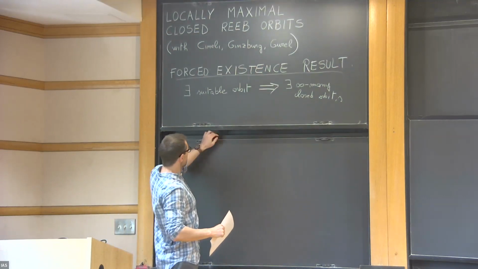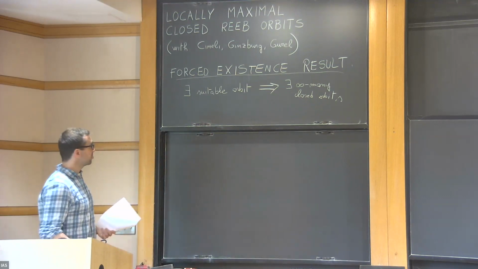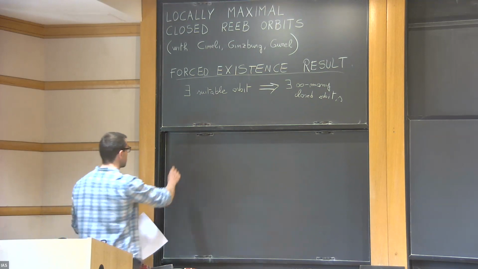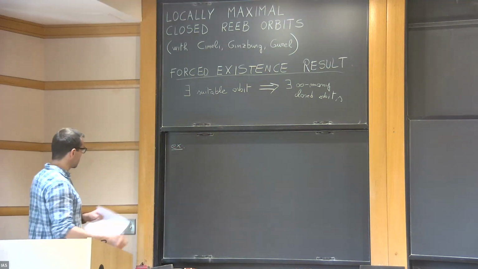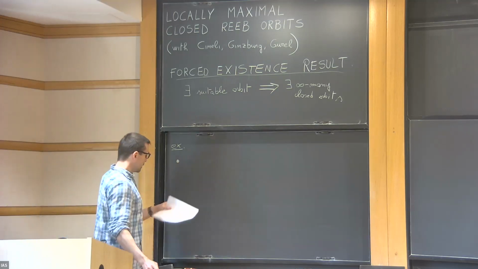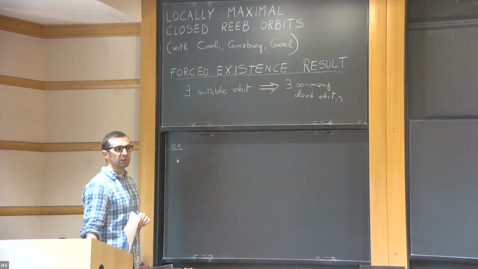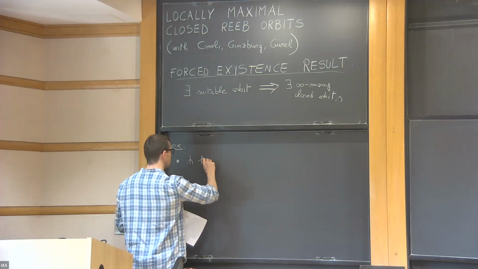Yeah, so a few examples of this, just to put perhaps our results into context. I have to go back in time. Perhaps the first example would be whenever you have, for a diffeomorphism, transverse homoclinic points.